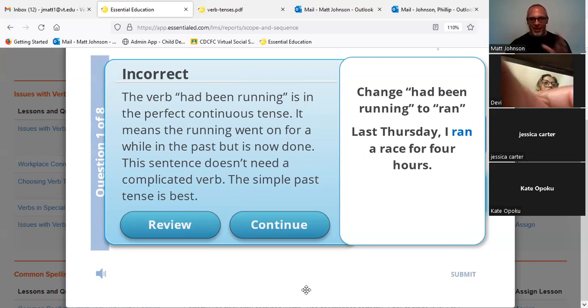Still the correct idea there, that you want to change it. Last Saturday, I ran a race for 4 hours. You're changing had been running to ran. I just accidentally hit the wrong box. That's on me. Sorry about that.